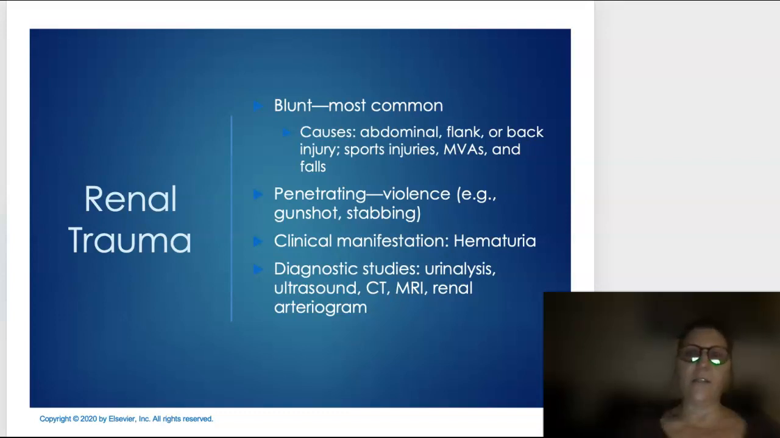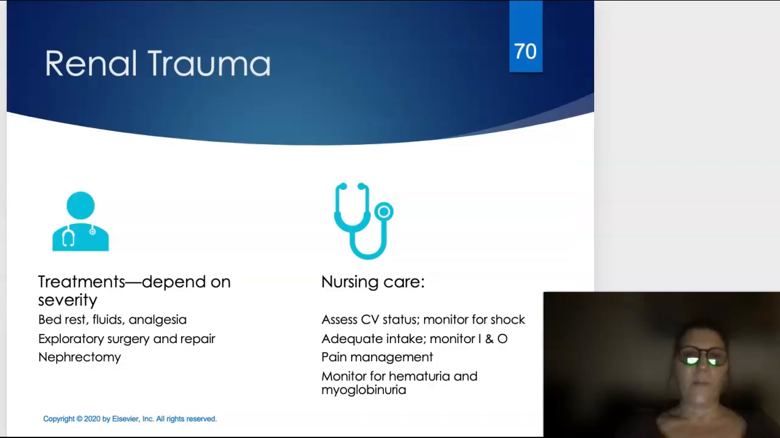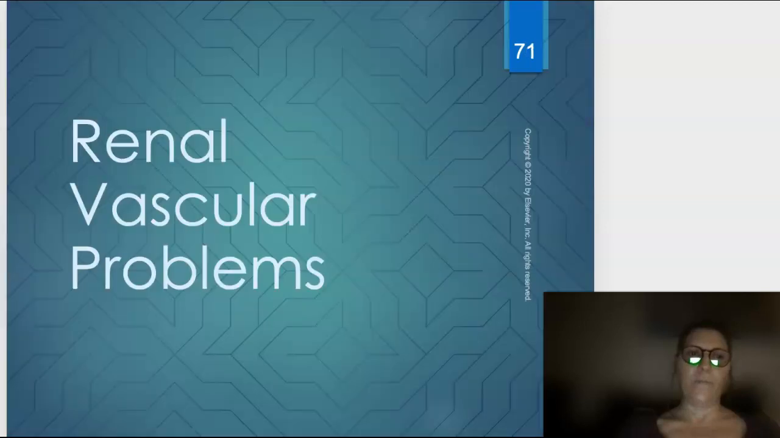We're going to look at a urinalysis, an ultrasound, a CT, MRI, and renal arteriogram. The treatment depends on the severity: bed rest, fluids, analgesia. We might need to do an exploratory surgery and repair. We might have to do a nephrectomy. Nursing care: we're going to assess cardiovascular status and monitor for shock. We're going to look at their I&O, pain, and monitor for blood in the urine and myoglobinuria.